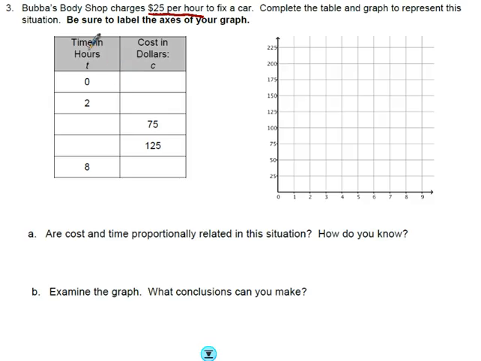If you are spending only 0 hours, and it's $25 per hour, how much is it going to cost you? Well, it's going to be just 0 times 25, and 0 times 25 is 0. It makes sense. If you spent 0 hours, then you should just pay no money, $0. Now, if you spent 2 hours to fix the car, that will now be 2 times 25. 2 times 25 is going to give you 50.